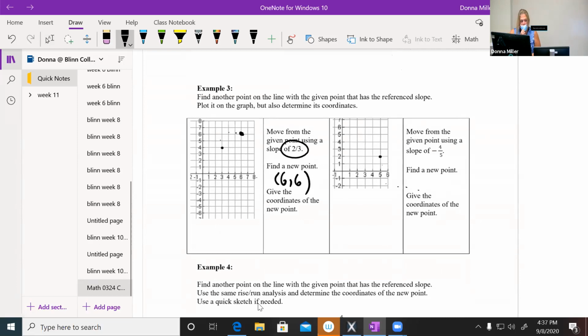Now, it's not the only point on the line. I could go up 2 and over 3 more, but I'm off the graph. I could also go backwards, like down 2 and over 3. That's the other point on the line. Okay. All right, so all I needed was another point.